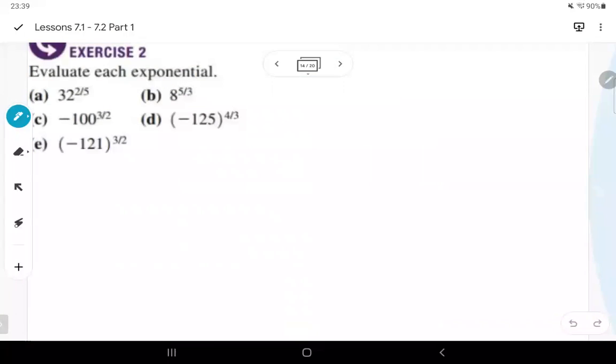Okay, so let's work these out. We would have a, which is 32 to the 2/5 power. If we rework this, we would get 32 squared to the 1/5 power. 32 squared is 1024, and we're taking it as a fifth root, so that equals 4.